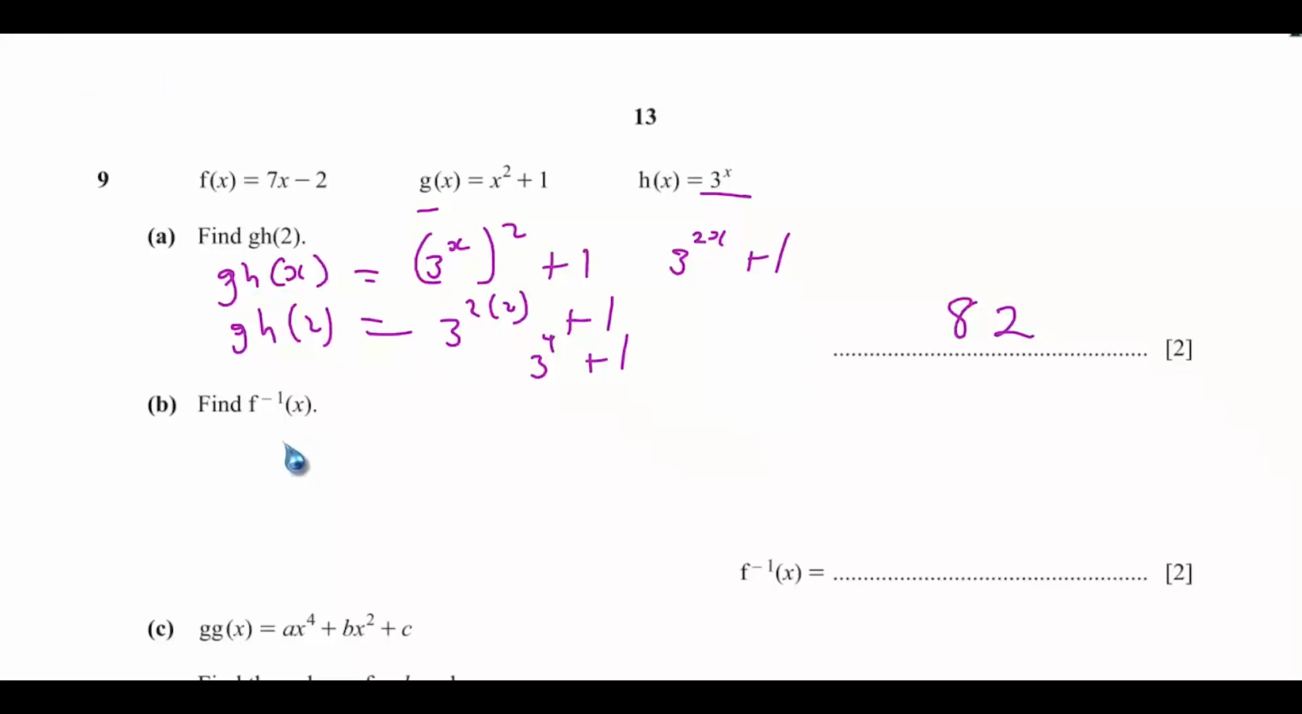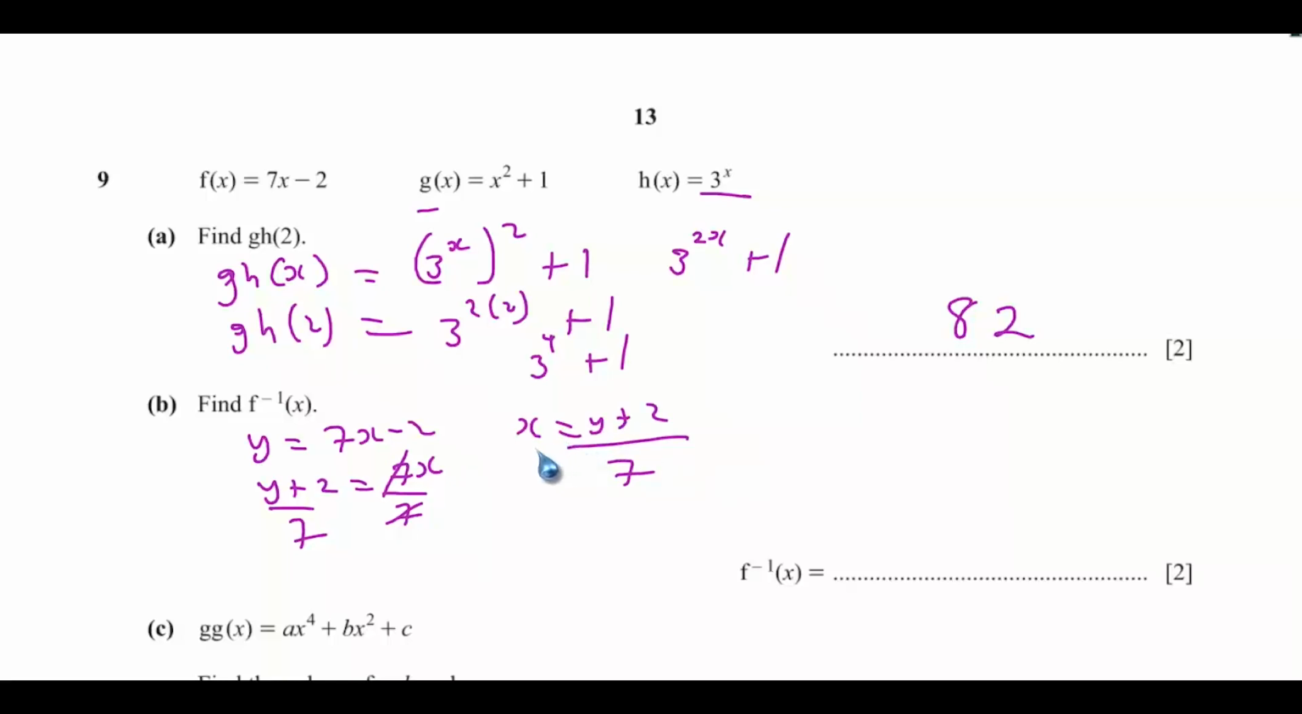Part B, f inverse of x. We already know that f of x equals 7x minus 2. So we can let f of x be equal to y. So we have y equals 7x minus 2. Let's make x the subject of the formula. So you have y plus 2 equals 7x. Let's divide both sides by 7. So x will be equal to y plus 2, everything over 7.